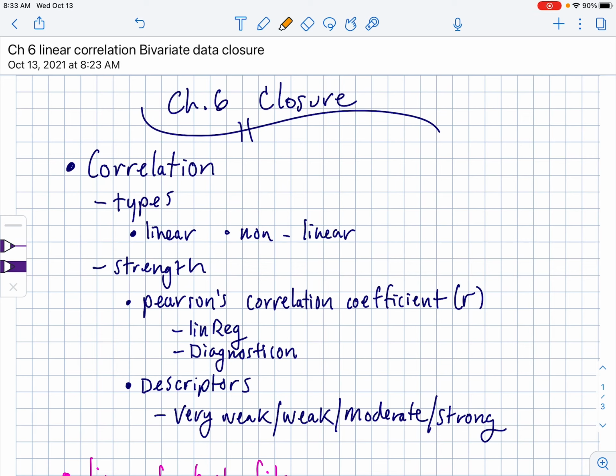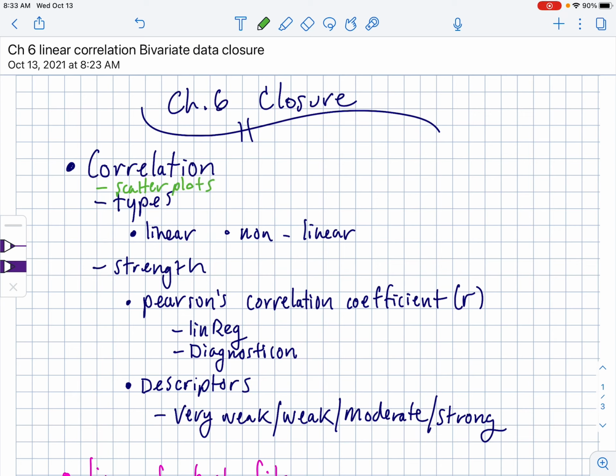IB AI SL2. We are done with chapter 6, which has been all about correlation and lines of best fit. Linear regression really is what it should be called. We first started talking about correlation. I realized we did correlation by eye in the previous target, but now we had a much better way to talk about correlation. You should know the different types of correlation just by looking at a scatter plot.